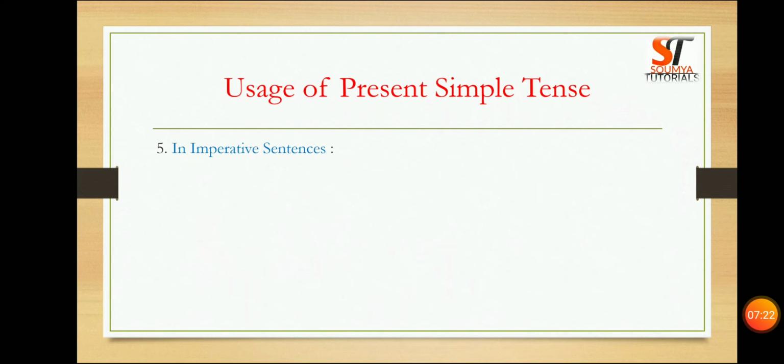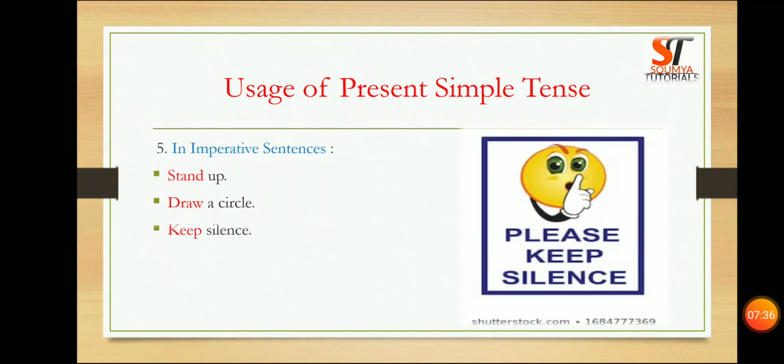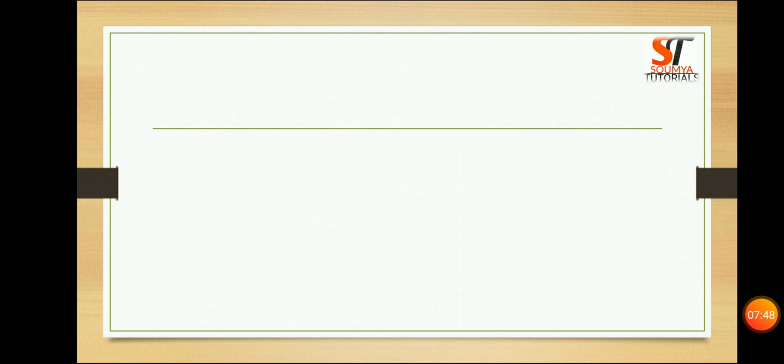Next, we use simple present tense in imperative sentence. Imperative sentence means request, command, order, suggestion, like this. For example, stand up, draw a circle, please keep silence, don't play on the road, stop writing. All these sentences are imperative sentence. So we use simple present tense in these situations.